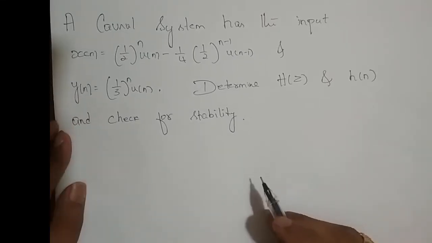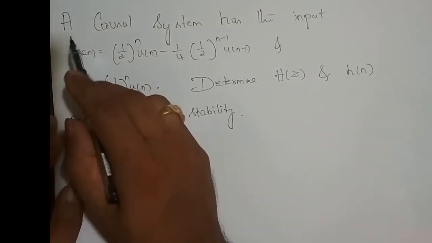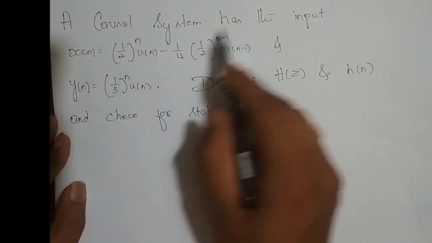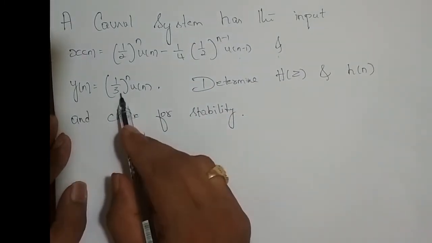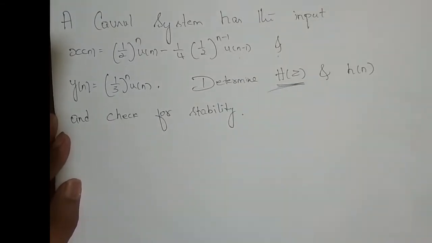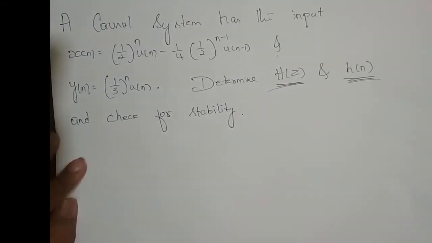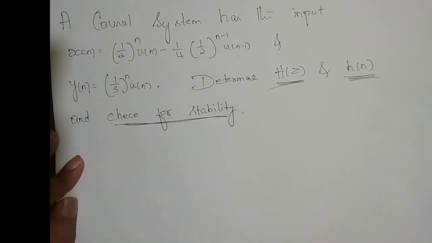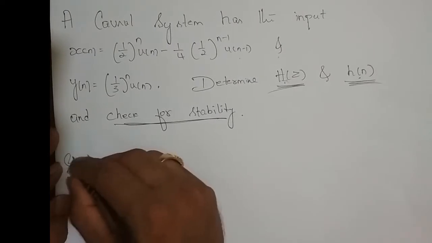We shall take one more problem on transform analysis of LTI system. The problem is a causal system. Again, it's a causal system. It has the input x of n as given, and output y of n is (1/3)^n u of n. What is my aim? I need to find the system function H of z, I need to find the impulse response h of n, and I need to check whether the given system is stable or not. So we shall try to solve it.